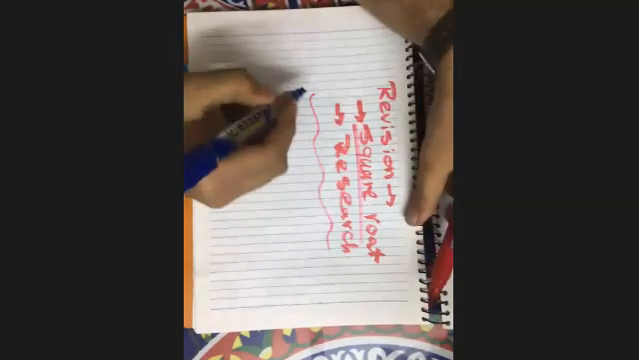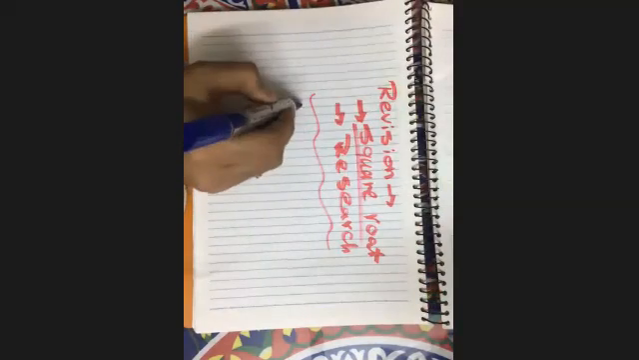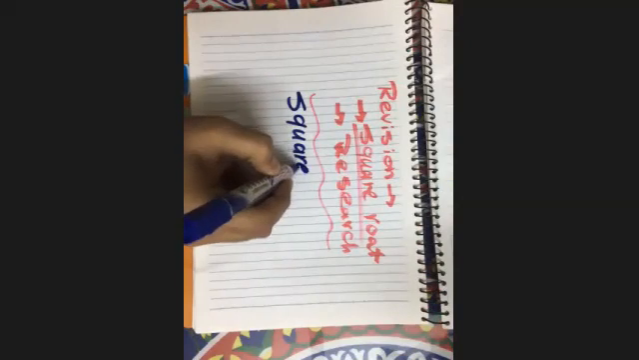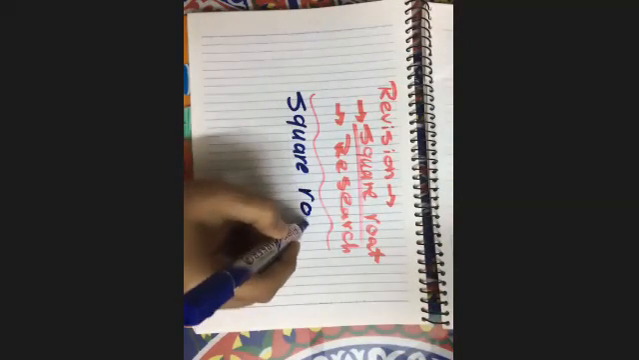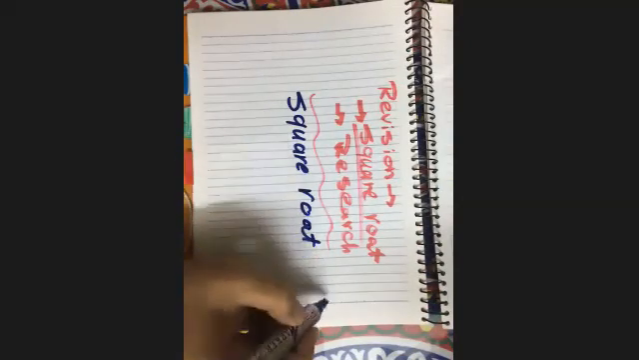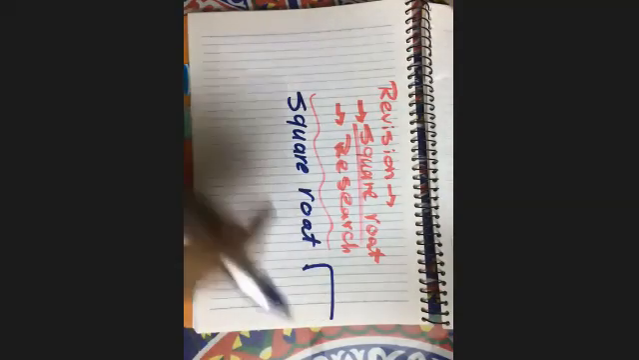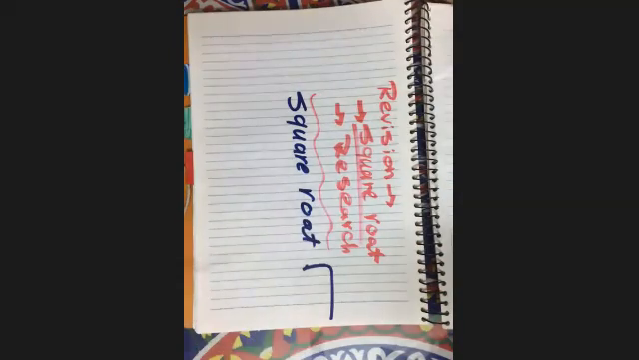Okay, let's start. In the beginning, we need to talk about square root. Square root has a sign or a symbol like this symbol.